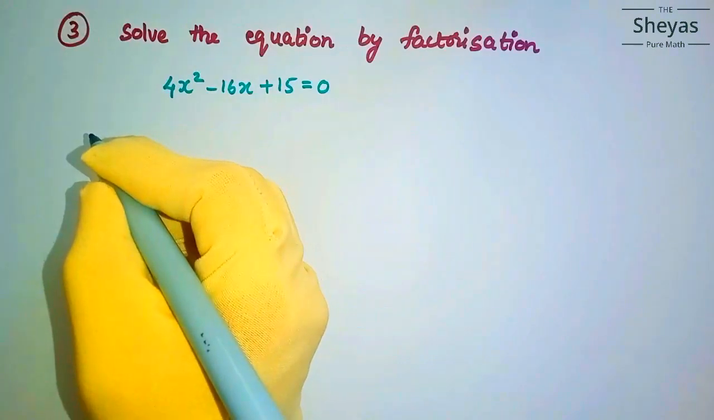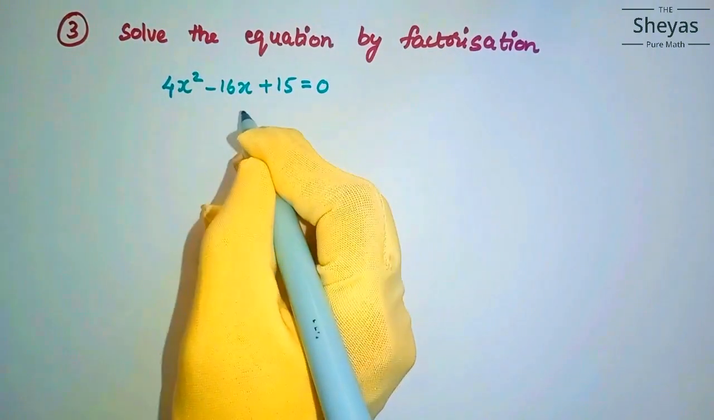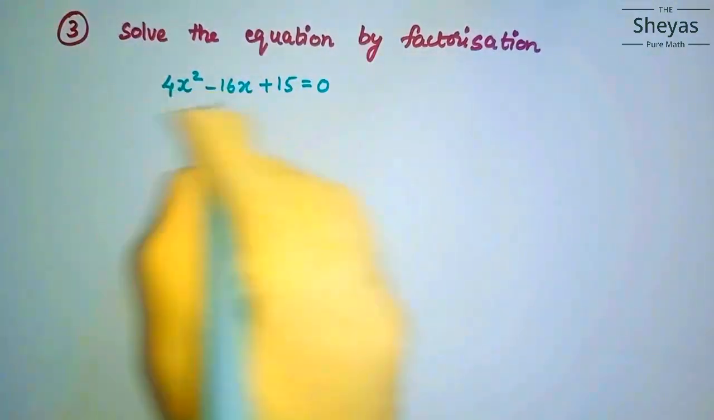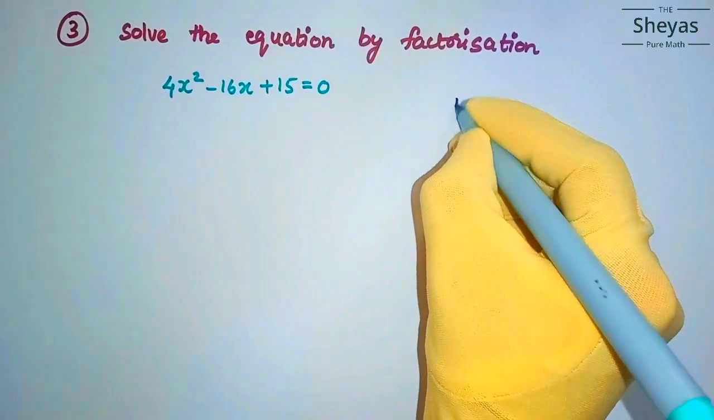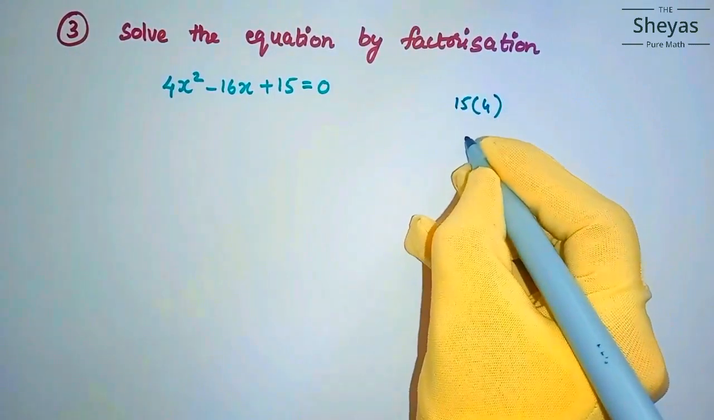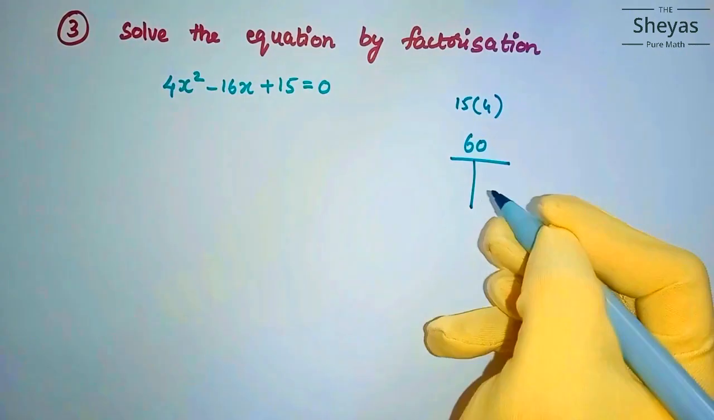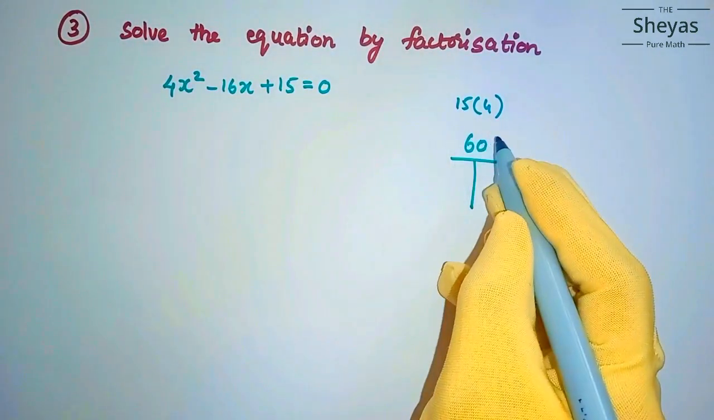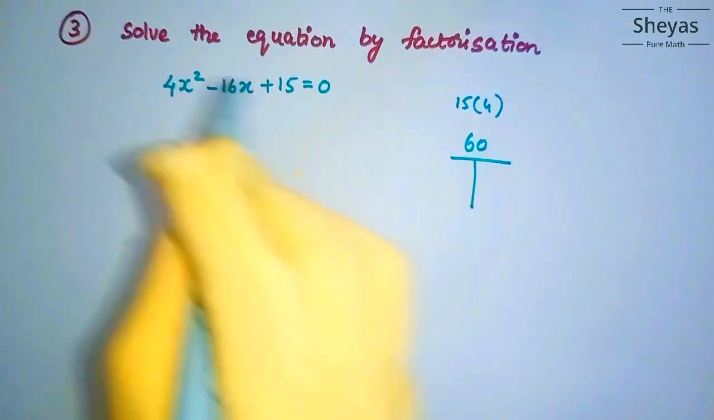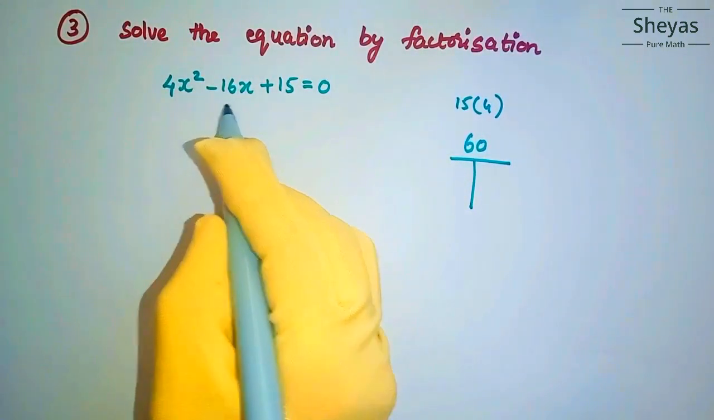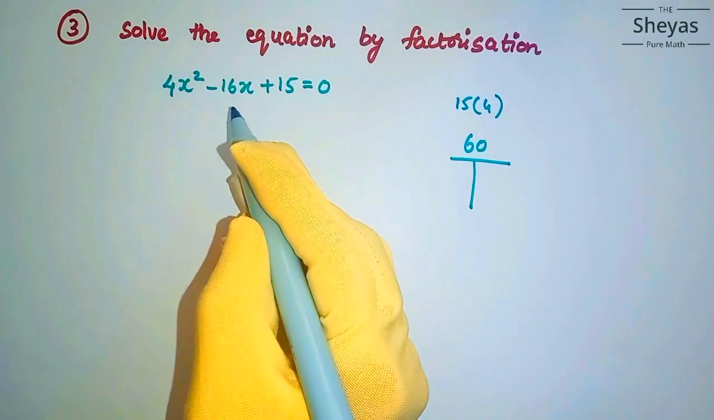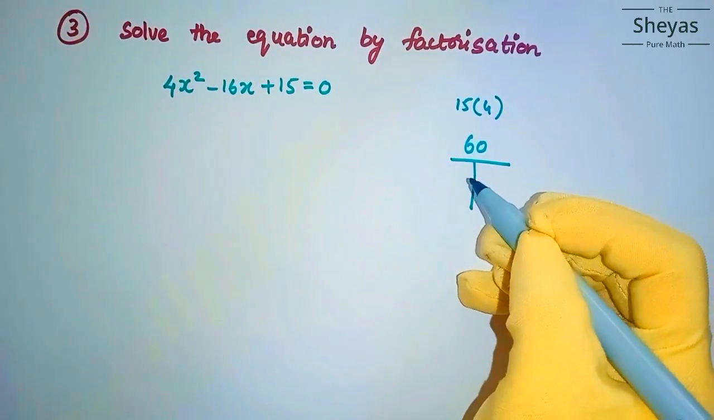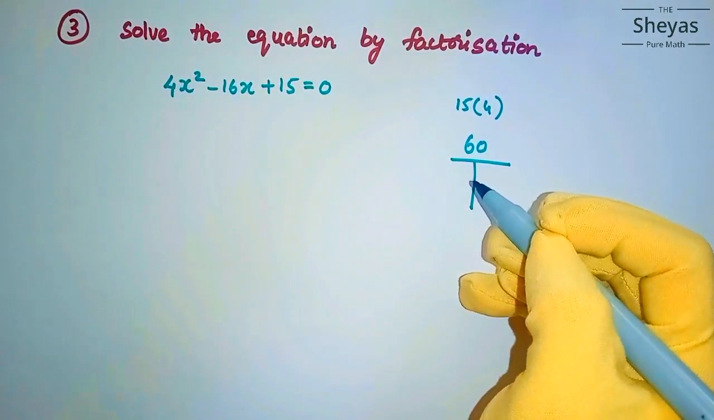The third problem is solve the equation by factorization 4x square minus 16x plus 15 is equal to 0. So let us start factorizing first this expression. So 15 into 4, what is 15 into 4? It's 60. So you have to collect factors. When you multiply that, you have to get this 60. And when you add up or subtract, you have to get this b term. Please refer my video of factorization, the first chapter. I'll give it in the description box.